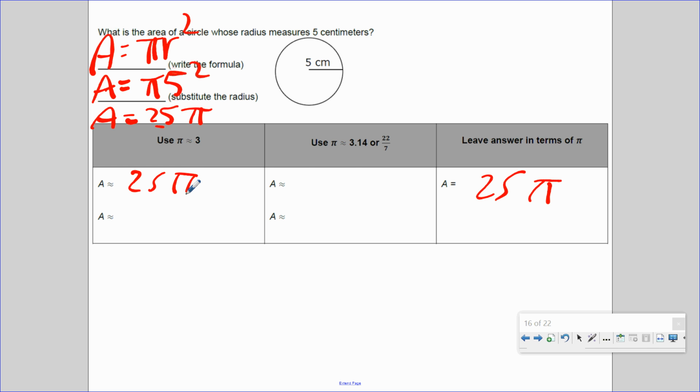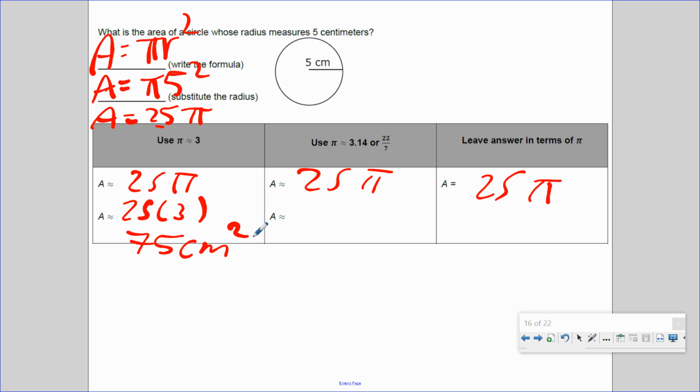All right, let's replace the pi with 3. I substitute the pi with 3. 25 groups of 3 is 75. So the area is approximately 75 square centimeters.